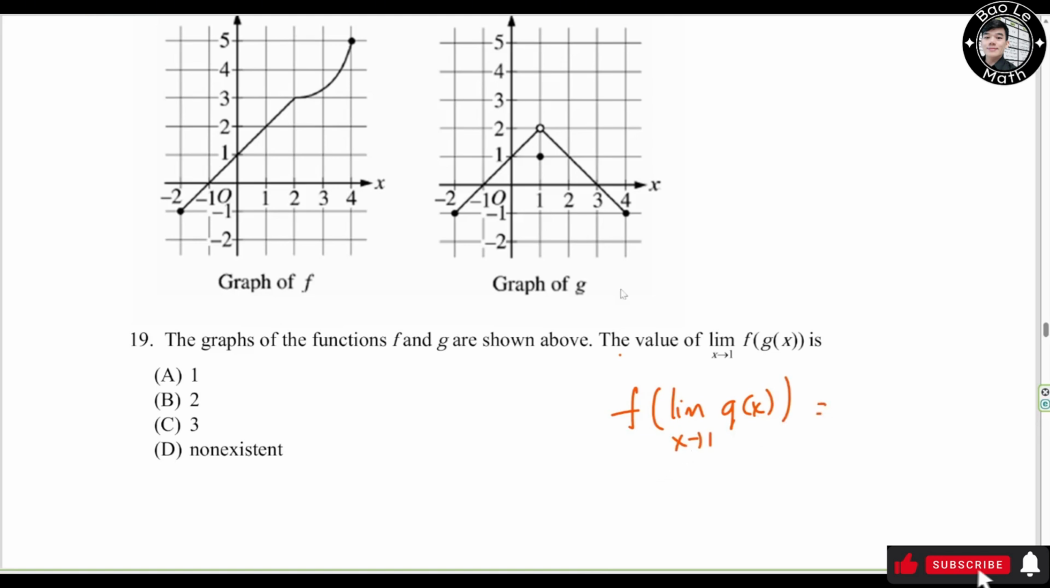When s approaches 1, you get 2 right here, right? So it will be f of 2. Look at the left graph right here. f of 2 equals 3, right? So the answer must be C.